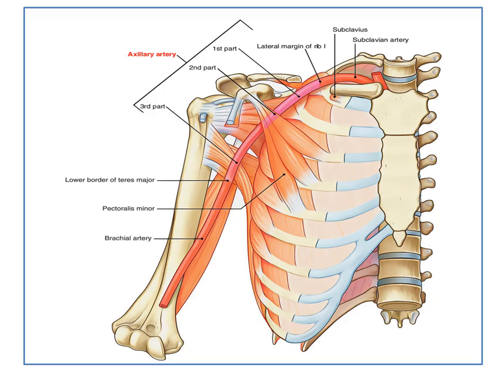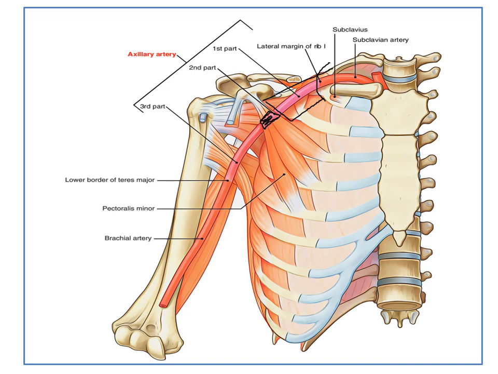So this is an image showing us the three major parts of the axillary artery again. The first part starts from the lateral border of the first rib and ends at the medial border of the pectoralis minor muscle. So this is the first part here. The second part is the part that is found directly behind the pectoralis minor. This is the entire second part of the axillary artery here painted in black.